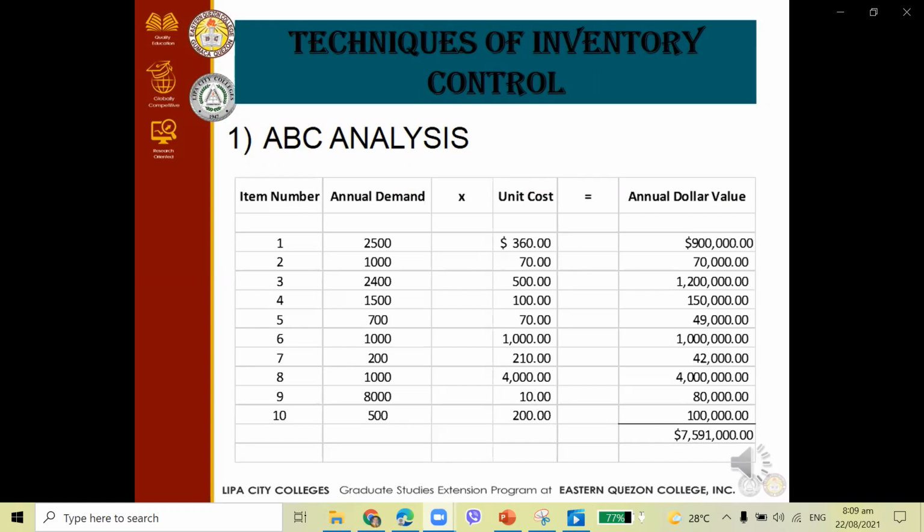So, here in our first table, we can see we have 10 items. Also given is the annual demand for each item and then the unit cost. To get the annual dollar value, we just multiply the annual demand and the unit cost.